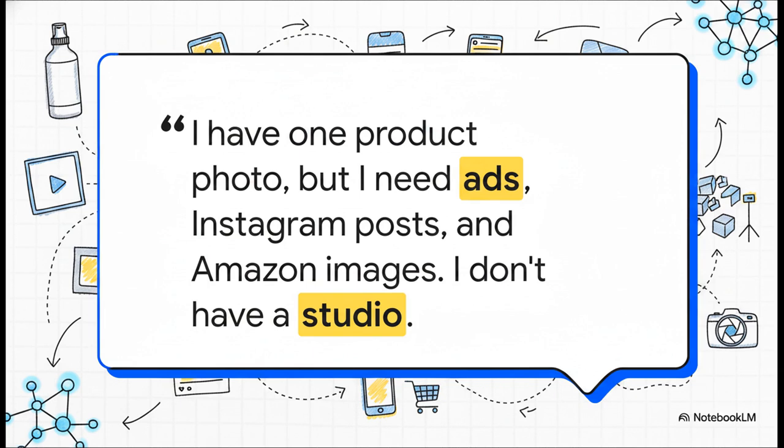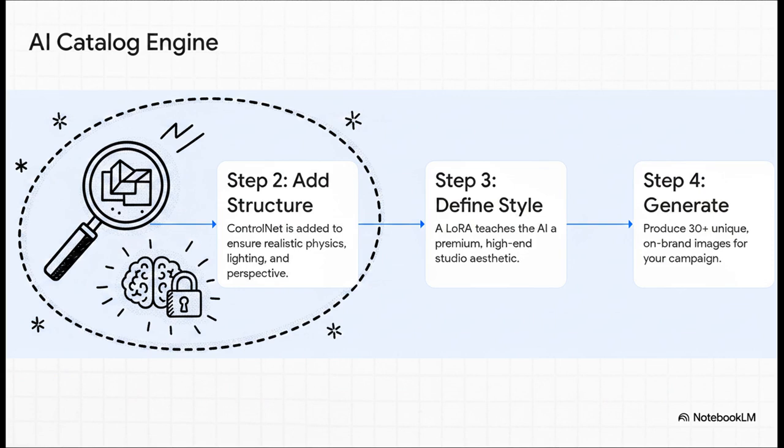So what do you do? Well, you solve it by building what we're going to call an AI catalog engine. It's a workflow with 4 absolutely crucial steps. First up, you have to lock in your product's identity. Use a special tool to basically train a mini AI on your product, telling it, hey, memorize this exact thing. Don't you dare change a single pixel.